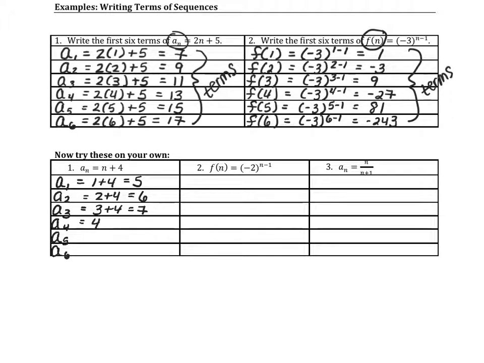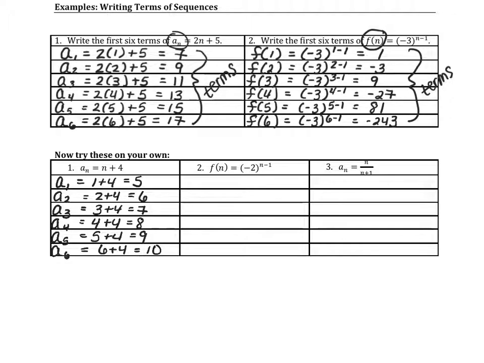Plug in a 4. 4 plus 4 is 8. Plug in a 5. 5 plus 4 is 9. And plug in a 6. Add it to 4 to get 10. And so that problem is complete. We wrote out our first 6 terms of the sequence. All right, on to our next example.